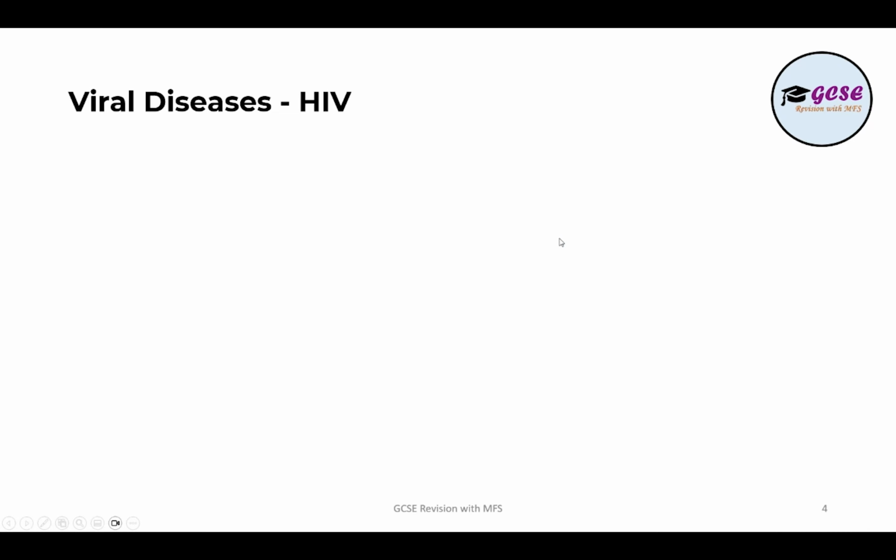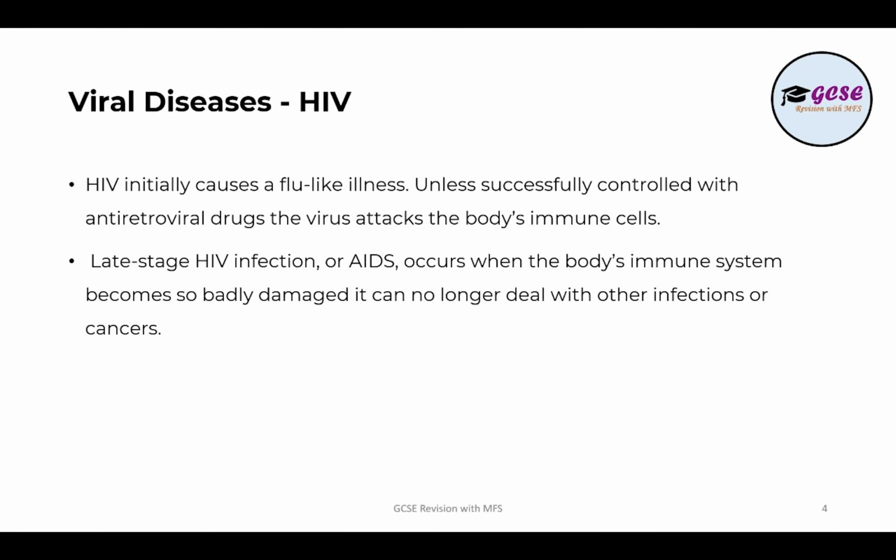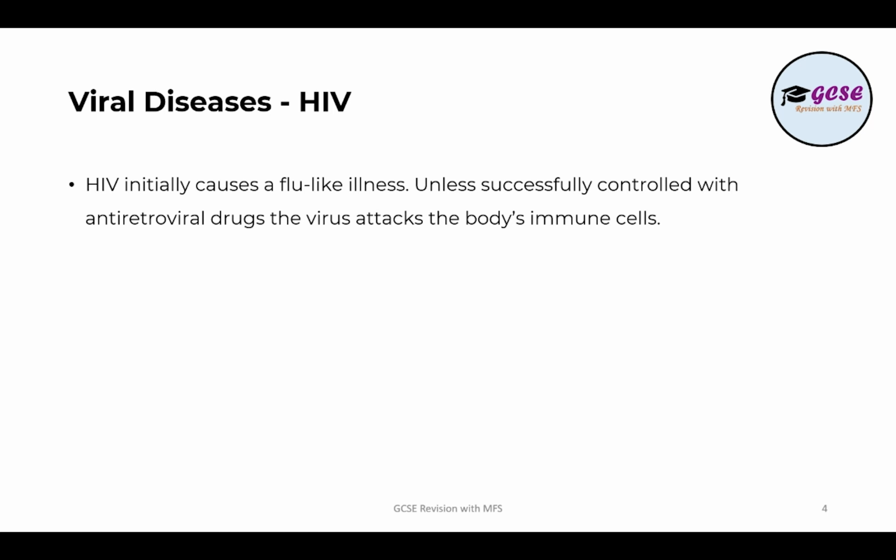Now HIV, what we're looking at is the next viral disease that you need to know for GCSE. HIV initially causes flu-like symptoms. So normally people with HIV don't know they actually have HIV because the initial symptoms start off normal, as if you've had the flu. Unless successfully controlled with antiretroviral drugs, the virus attacks the body's immune cells. So the purpose of this virus is to attack the body's immune cells.